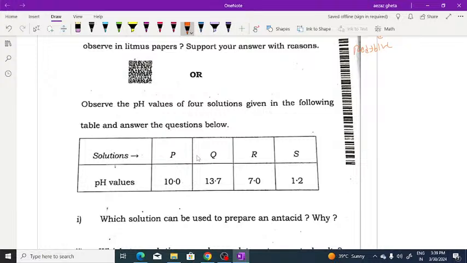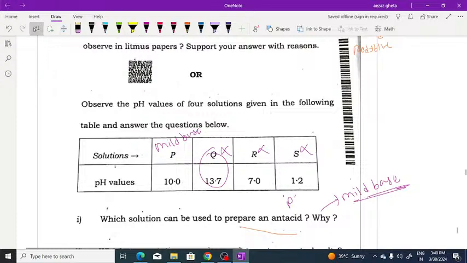Observe the pH values of four solutions given in the table: P, Q, R, S. Which solution can be used to prepare an antacid? Antacid should be a mild base. Q is a very strong base, you can't use it. R is neutral, you can't use it. Acid, you can't use either. Q is a base, but a strong base. P is a mild base, so you can go with P, because it is a mild base. Understood? So the answer should be P.